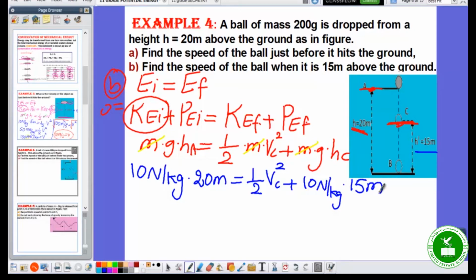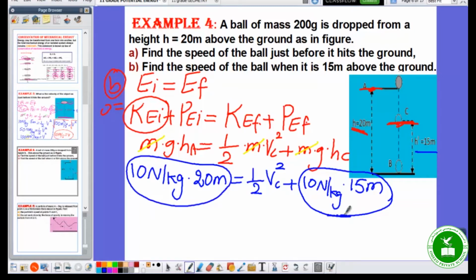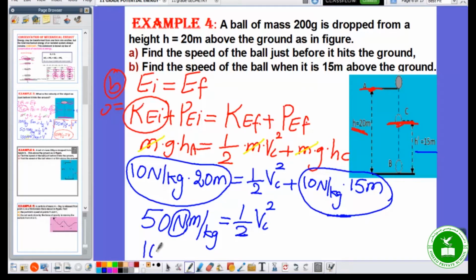Okay. Now left side becomes 200 and here we have 150. 200 minus 150 becomes 50 Newton meter divided by kilogram is equal to 1 over 2 VC square. Okay, again, if we use Newton's second law here, then it becomes 50 meter square divided by second square, and after doing cross product, it becomes 100 meter square divided by second square is equal to VC square. If we take under root both sides, then VC becomes 10 meter per second.